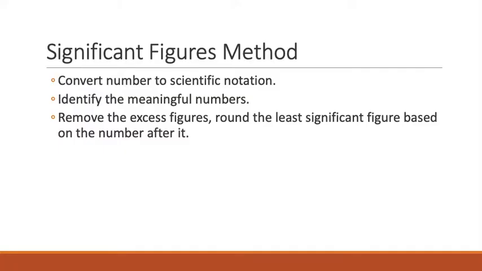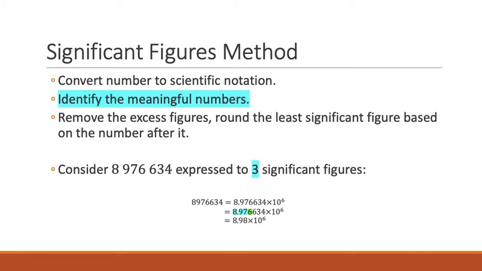So to represent a number in significant figures, first we convert the number into scientific notation. Now we don't always have to do this, but typically to make the number more legible, we convert it to scientific notation. Secondly, we identify the meaningful part of the number, or the significant part. And then finally, we remove the excess figures, rounding either up or down depending on the final number that's just outside the most significant figure.